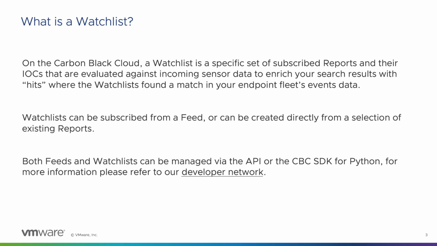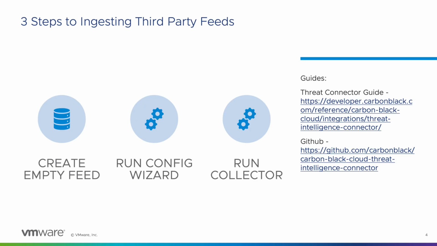Now that we've got an understanding of what a feed is and what a watch list is, let's discuss how we ingest third-party feeds. Firstly, we need to create an empty feed in CBC. Now, this can be done using the API or via the console. We then run the config wizard, pointing to the TAXII server, our custom feed. Once configured, we run the collector which passes the data into the CBC. More information on this can be gathered from our developer website or in GitHub.